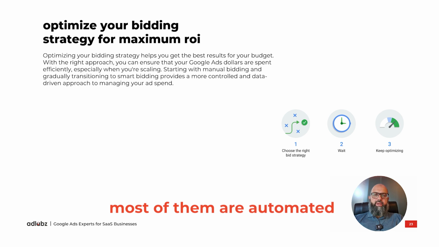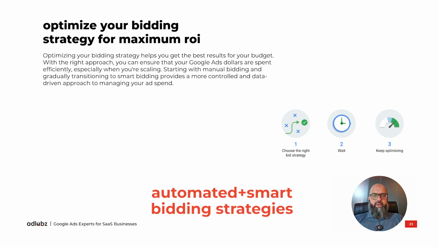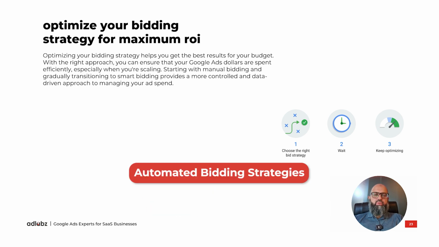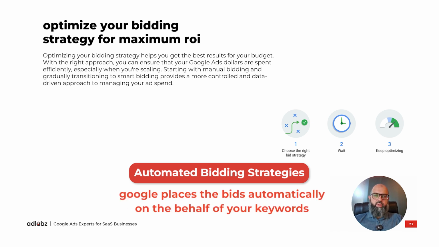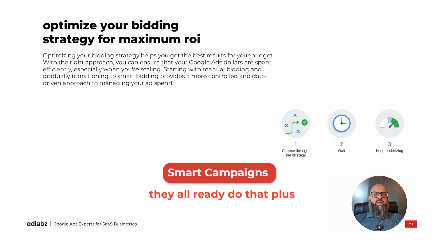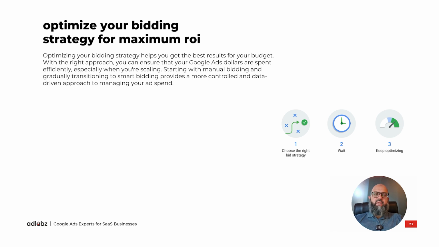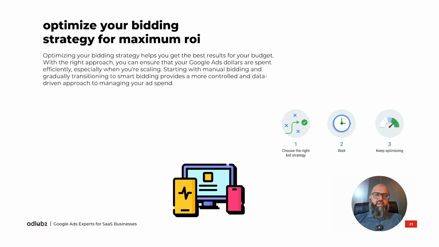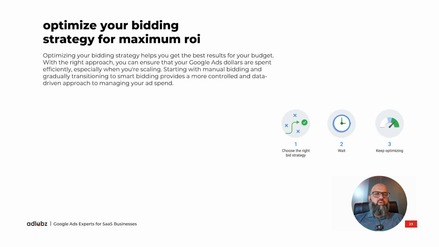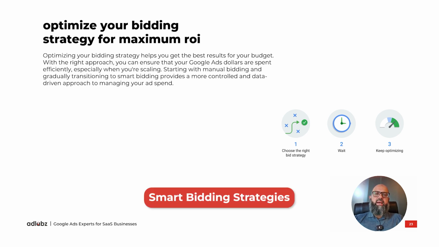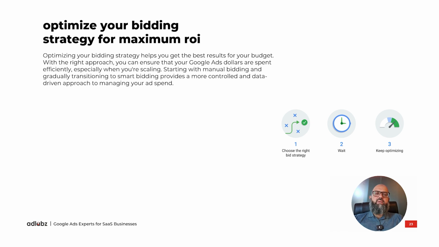Most of them are automated and some of them are automated plus smart bidding strategies. So what's the difference between these two? In automated bidding strategies, Google places the bids automatically on behalf of your keywords, and in smart campaigns they already do that, plus they also take into consideration different smart signals based on the data that Google has on their users. The smart bidding signals may include time of the day, device the user is using and their previous search history. The ultimate goal for any Google Ads campaign is to switch to smart bidding strategies as quickly as possible, because that is the most efficient way to get the most out of your Google Ads campaigns.